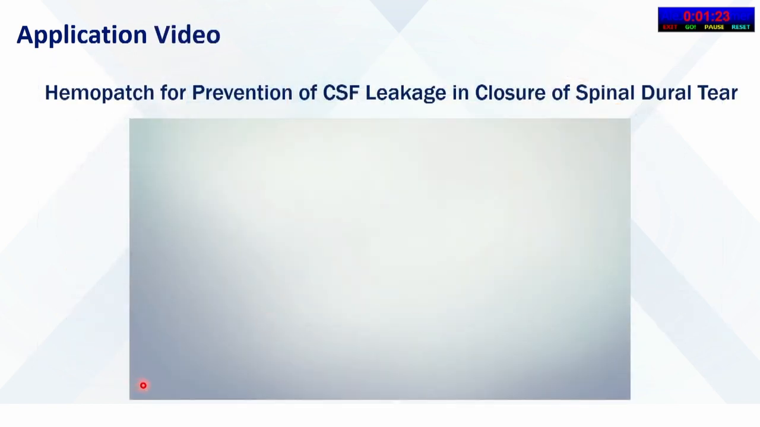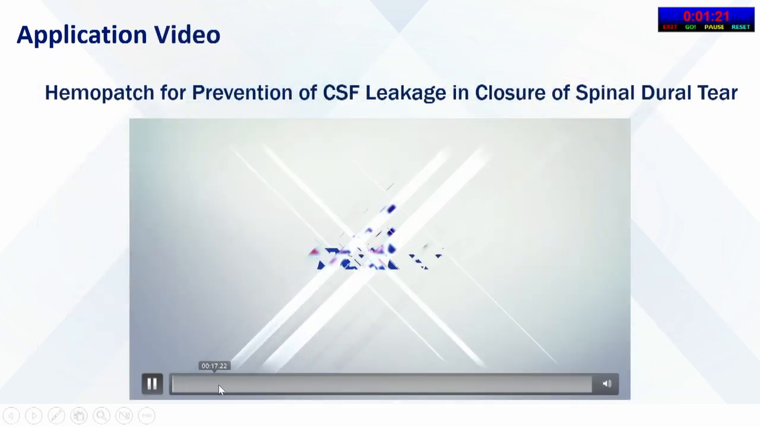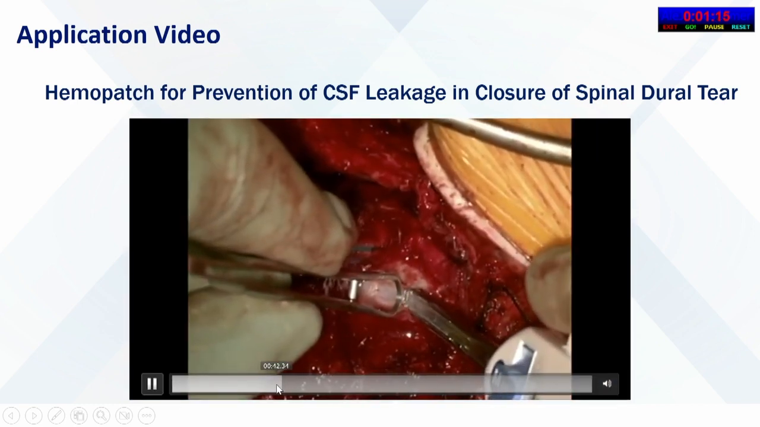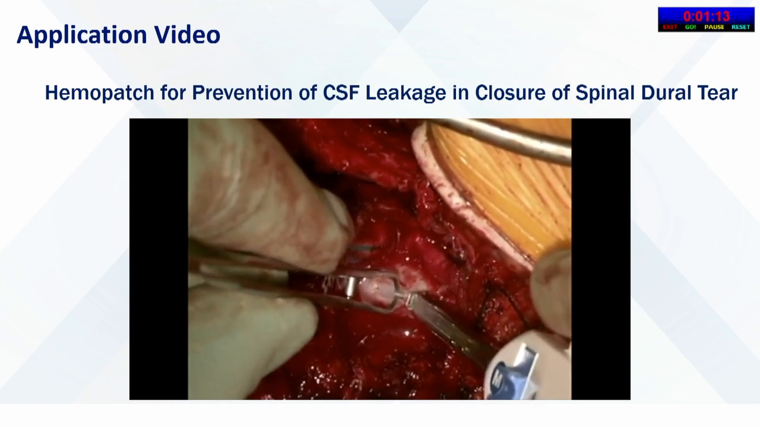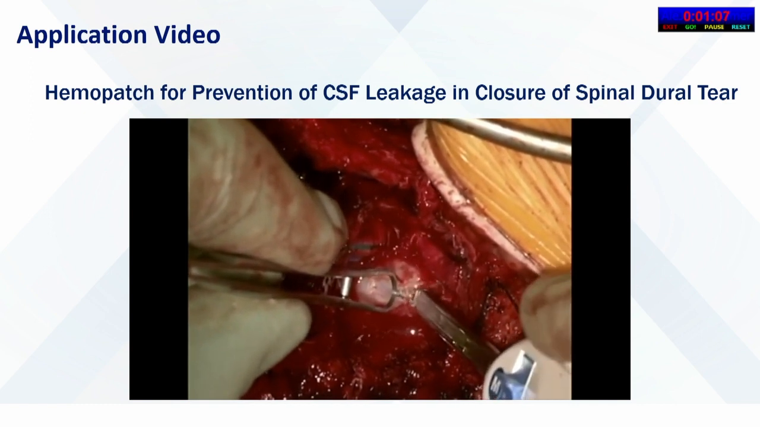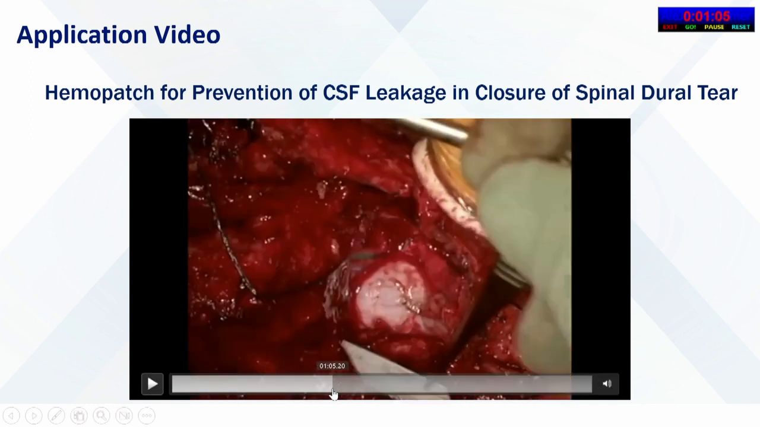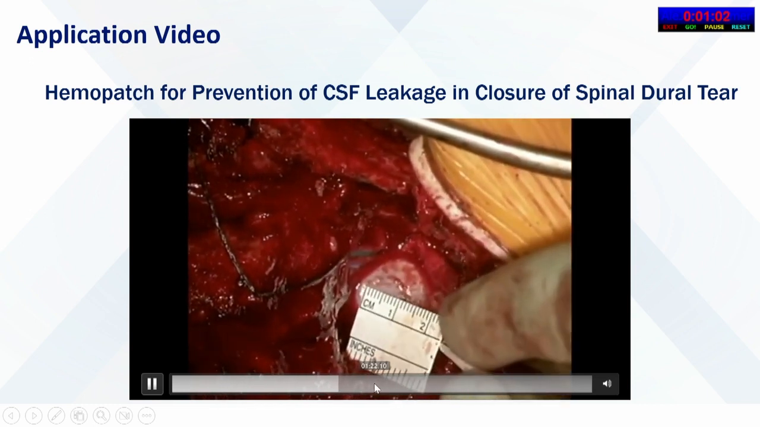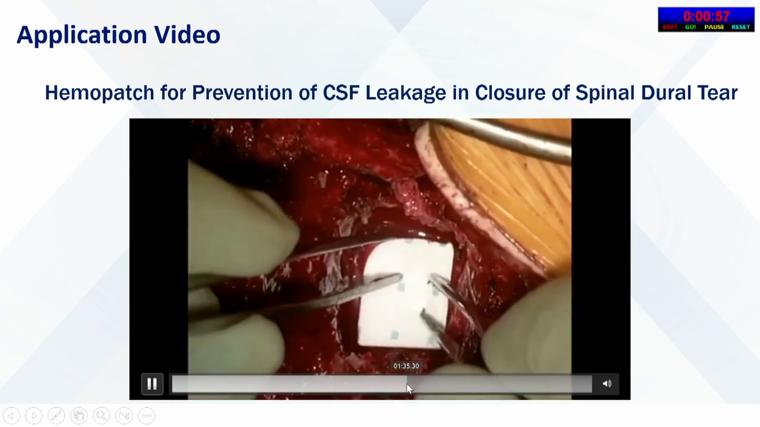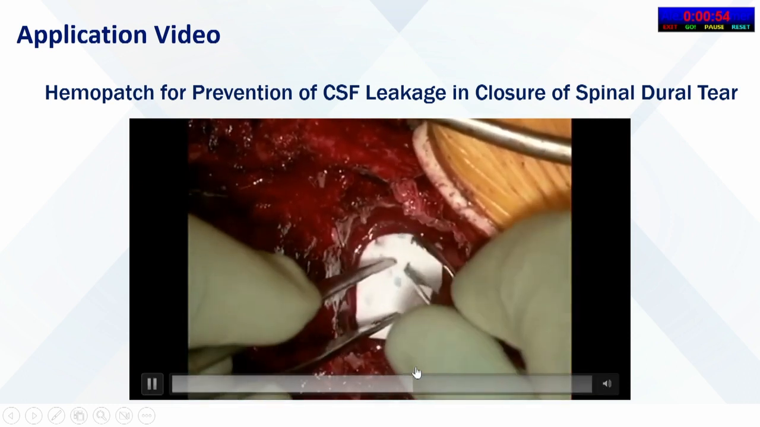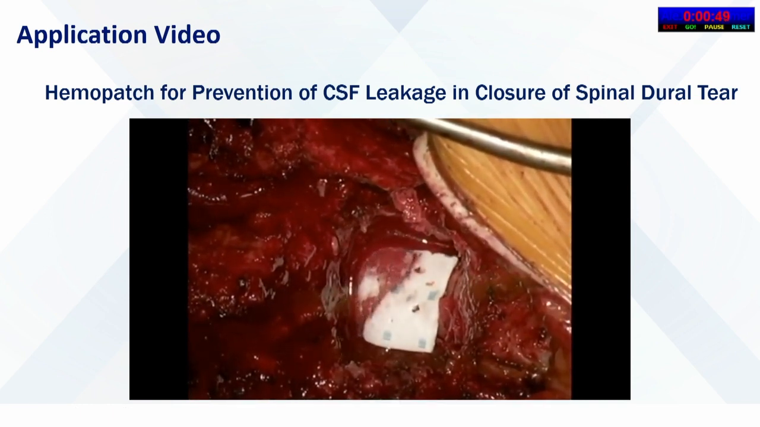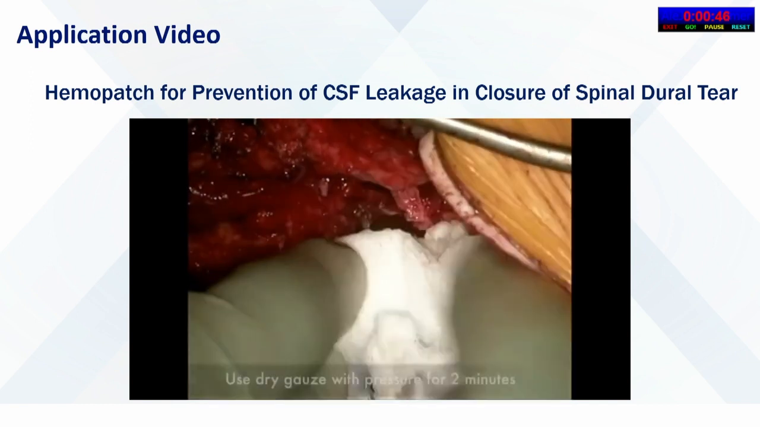I'll just show how this works. This is a case of a spinal dural tear. In this case they are using a stapler, but we are after suturing the dura. To reinforce the dura, we can measure the dimensions of the dural tear, and take a patch of approximately the same size with 1 centimeter of overlap, place it over there and press it for 2 minutes using a dry gauze.